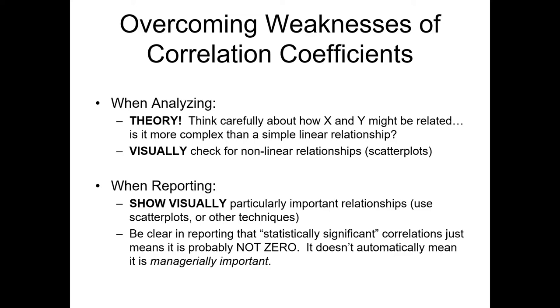Also, we should be clear to our audiences that when we're reporting statistically significant correlations, all that means is that the correlation between the two variables is probably not zero. In other words, we rejected the null hypothesis of it being zero. That doesn't automatically mean that the correlation is managerially important. A correlation coefficient of, say, 0.15 could absolutely be statistically significant if we have a sufficiently large sample size. That doesn't automatically mean that it means something for management.